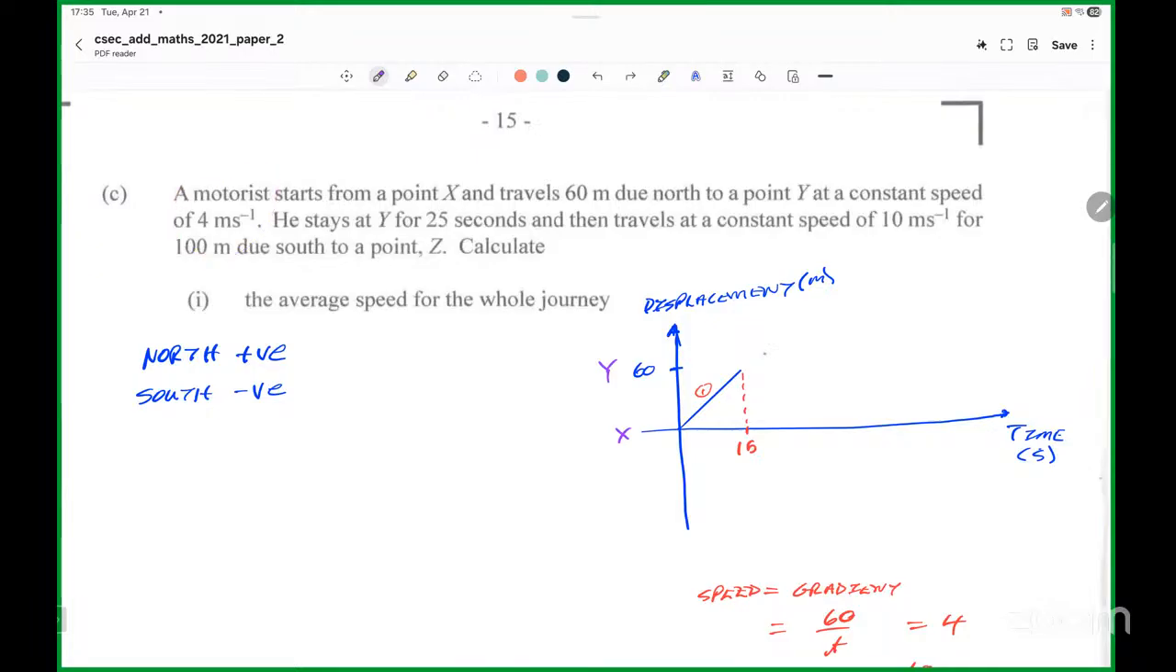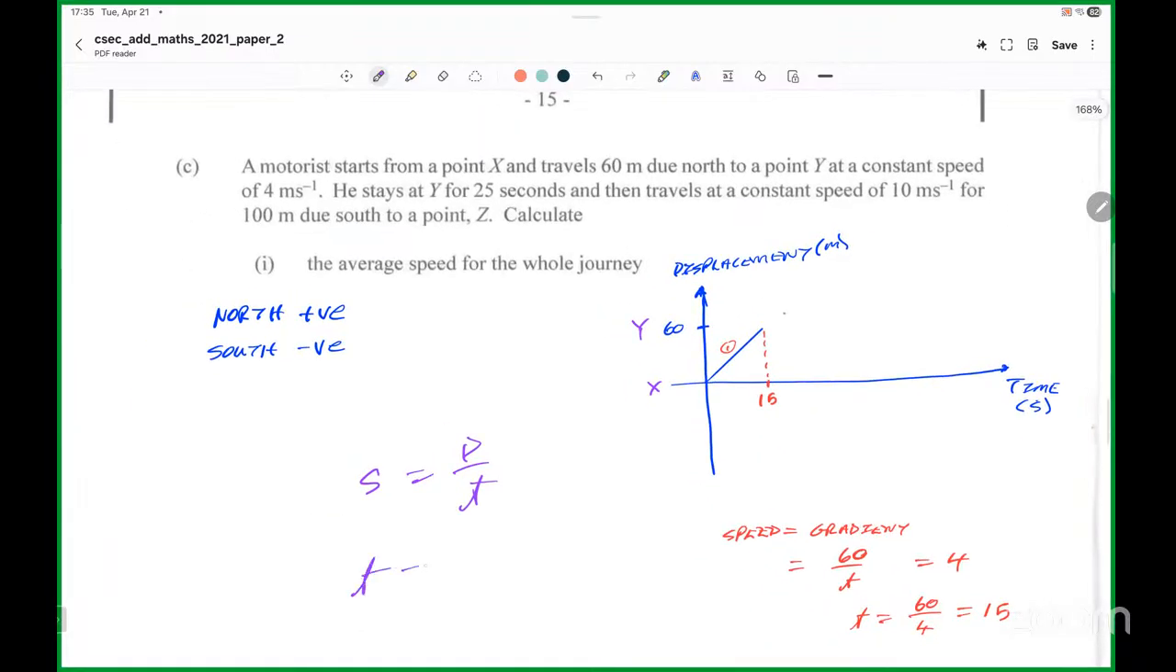On a displacement time graph, speed is the gradient. But you could work through and say speed equals distance over time. So the time equals the distance over the speed, which is what we have here. It's 60 over 4, the distance over the speed to give us the time. All right, I'm sure you could have done that instead, but I'm just doing the graph just in case they ask you that in a question.